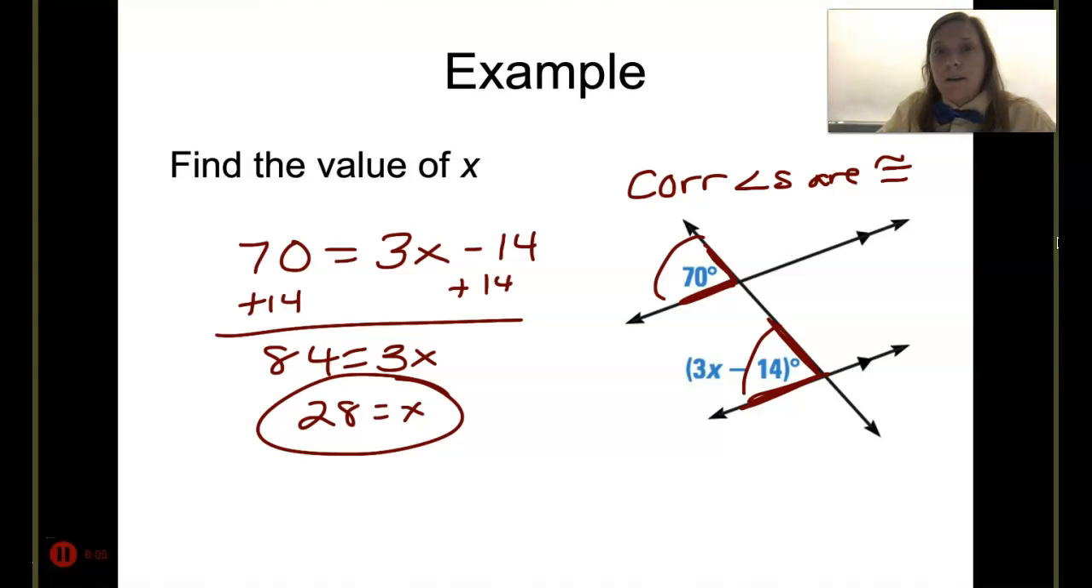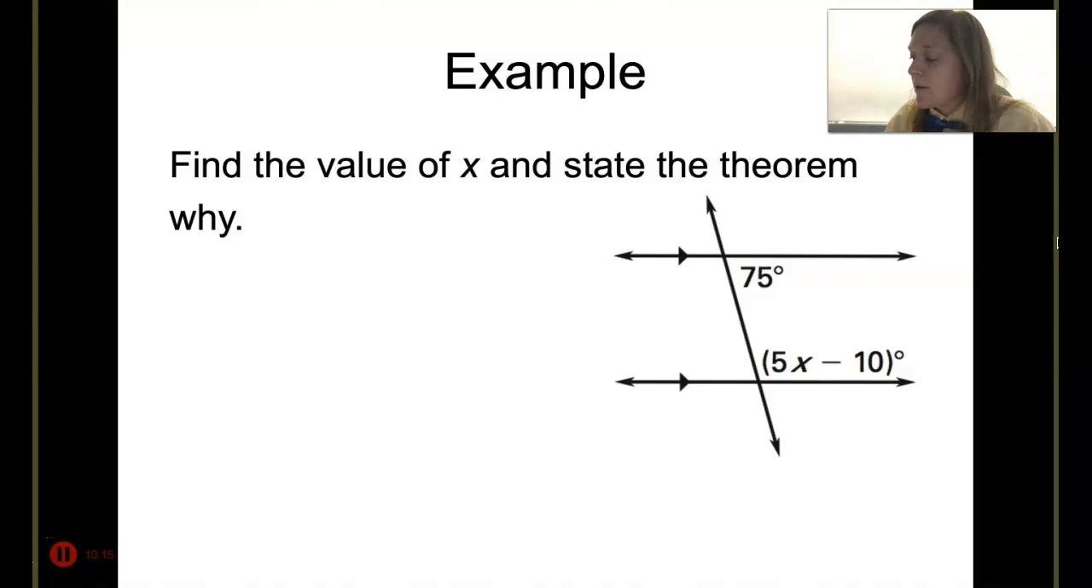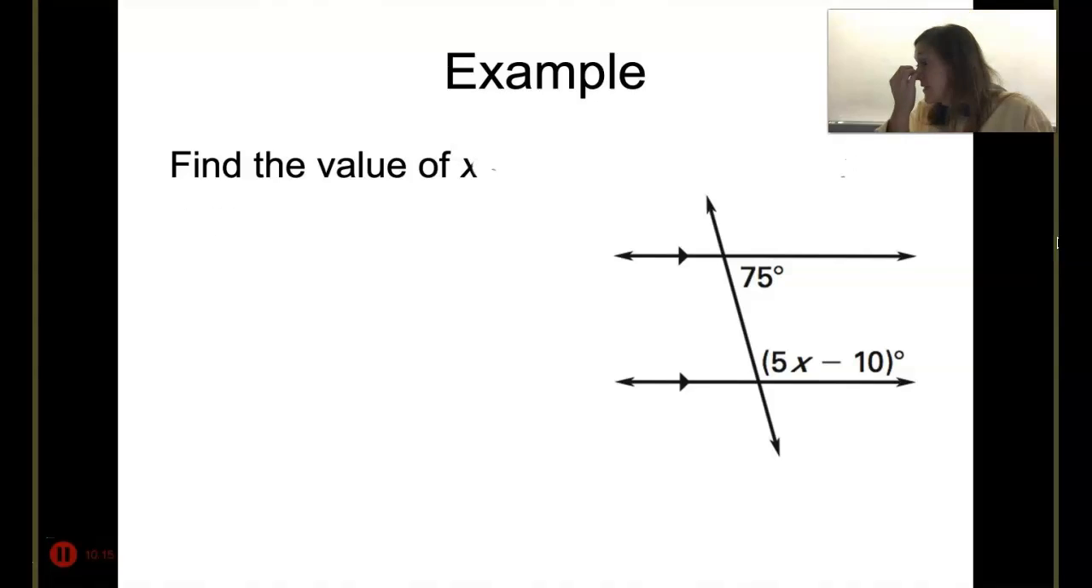Okay. All right, so the next one, again, we're not going to worry about stating the theorem why. I just want you to be able to solve for x. So you can cross that part of the directions out. So let's get rid of that. Oops, I almost took out the x. All right, so now let's look at what they give us. Here I have an angle 75.